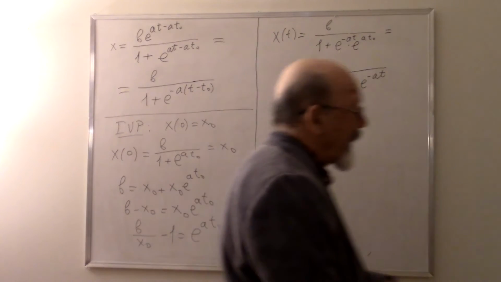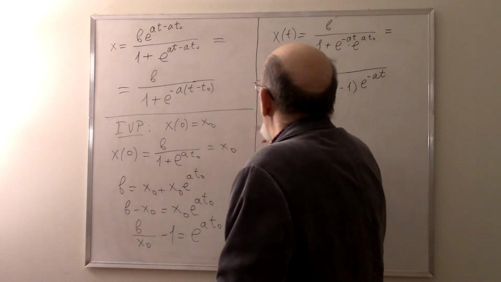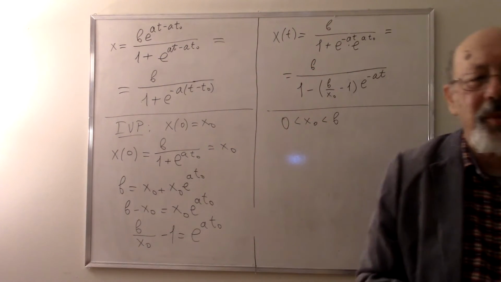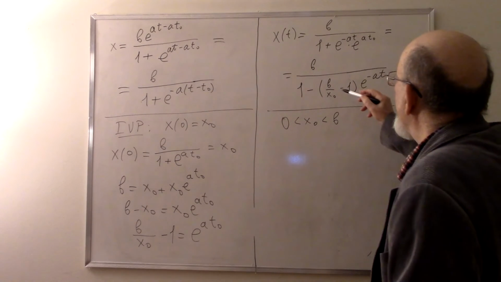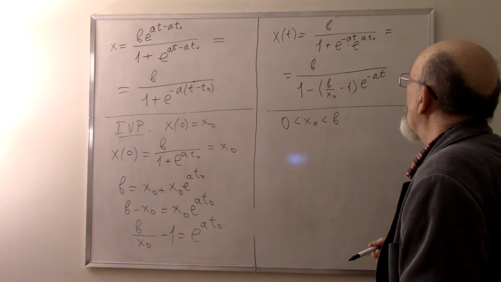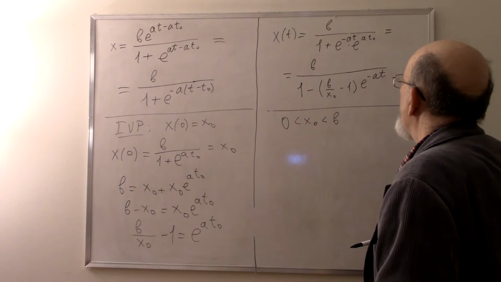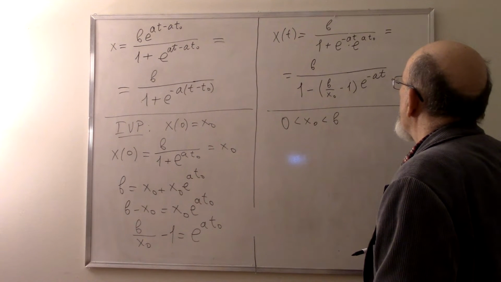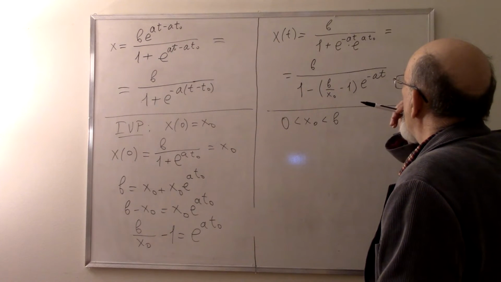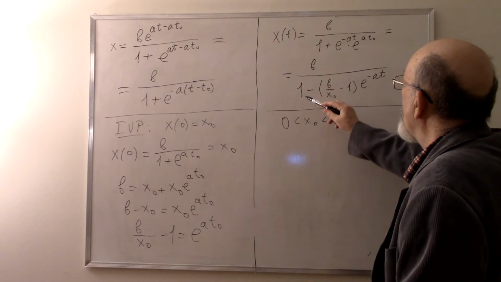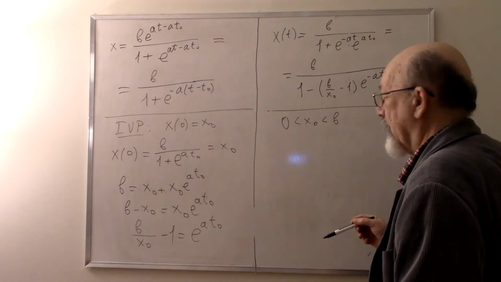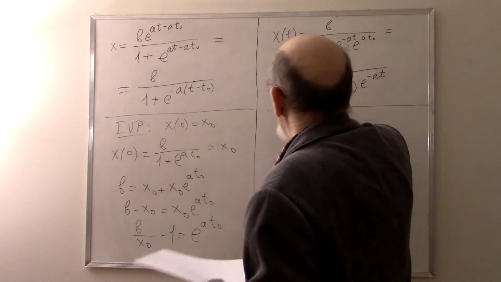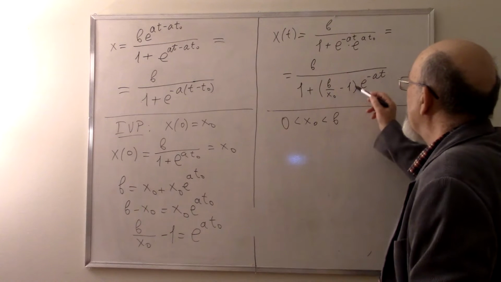And now let us look at what we have. F0 is between X0 and B. Yes? So this means that B over X0 is positive and more than 1. So this is positive. Now, for t equal 0, it is 1 plus, I'm sorry, plus. So this is positive.